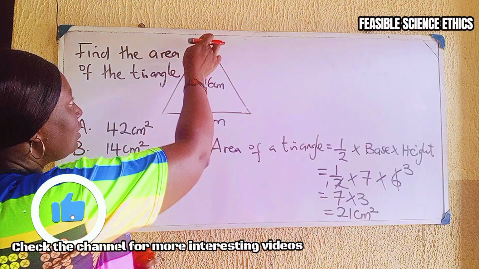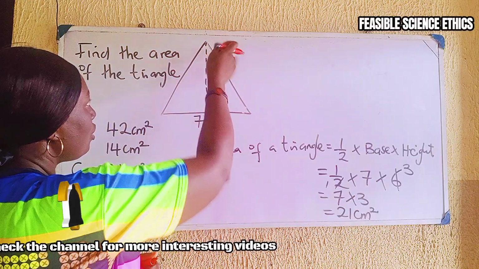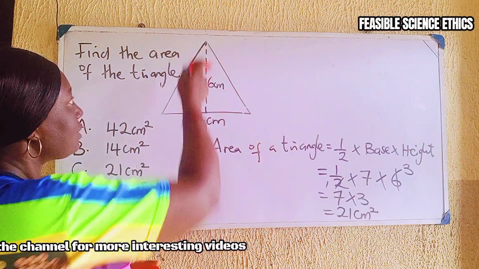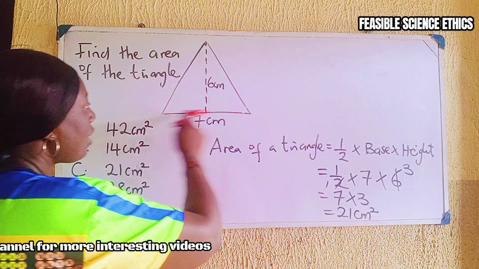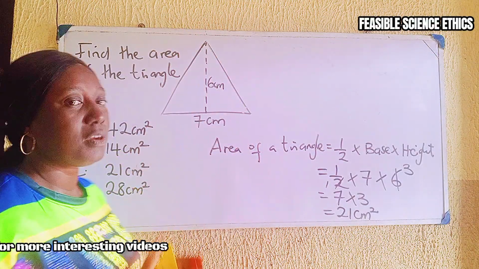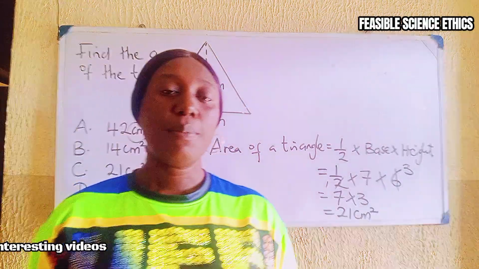Now, maybe you are asked to find the perimeter of this triangle. Perimeter is just the distance around that shape. So if I'm asked to find the perimeter, I'll just add here, and here. That is the perimeter for you. I believe it's clear.